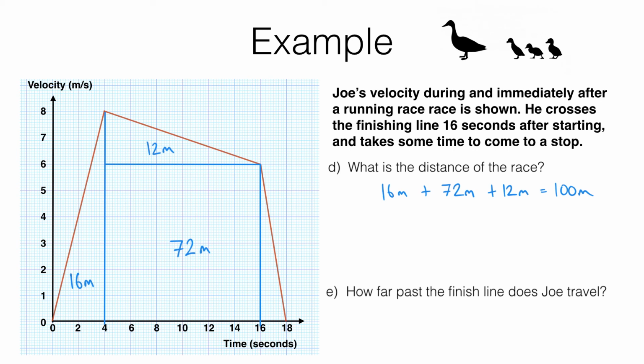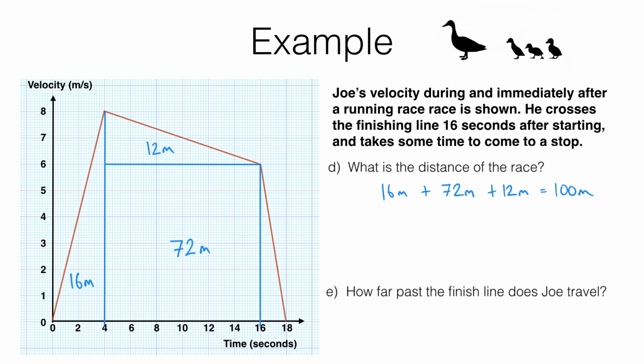Finally, we have to work out how far past the finish line Joe travels. So obviously, when he crosses the finishing line, he's still running quite fast. He's not going to stop dead at the finishing line. He's going to carry on, slowing down until he comes to a stop. And the question is, how far does he continue to run? Well, that is the distance that he runs between 16 and 18 seconds after starting. That's when he comes to a stop, remember?